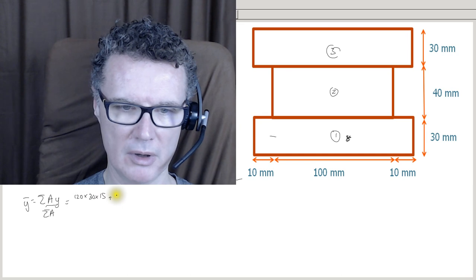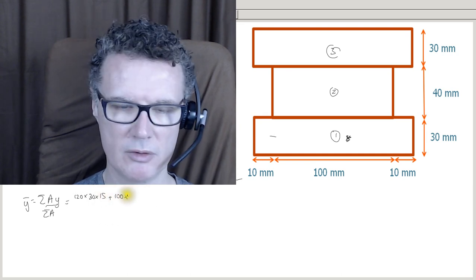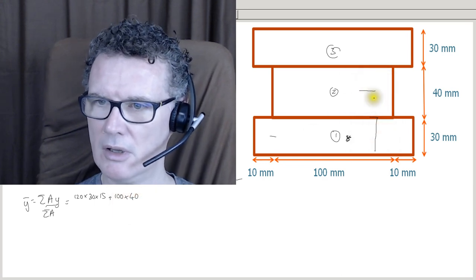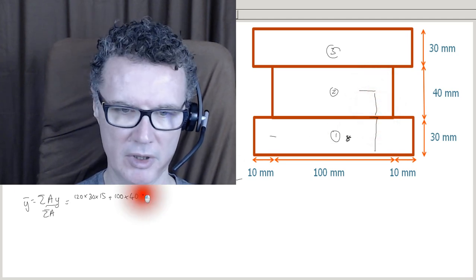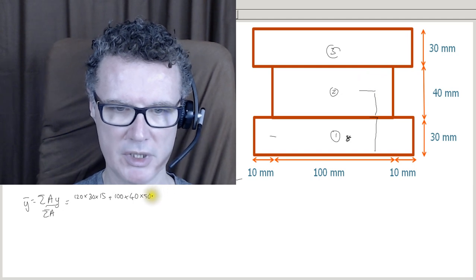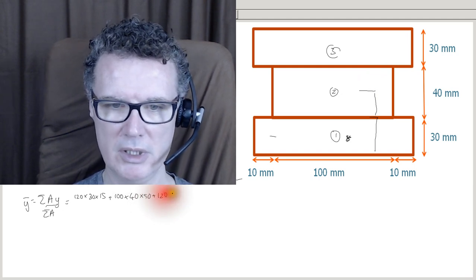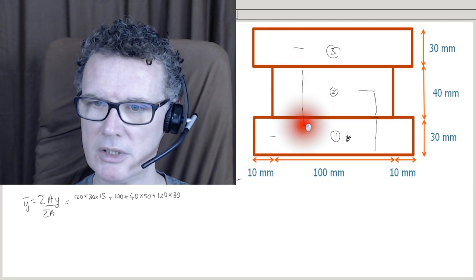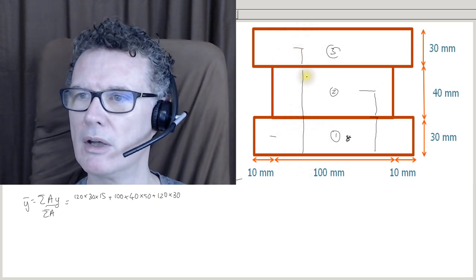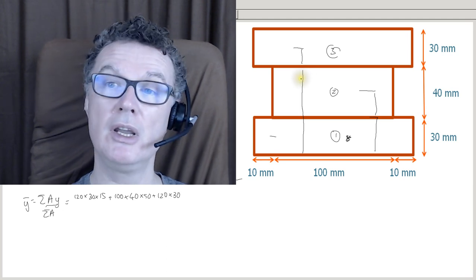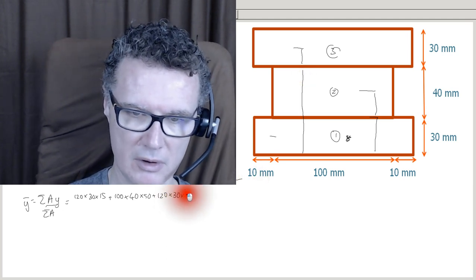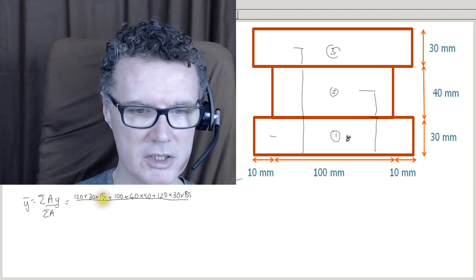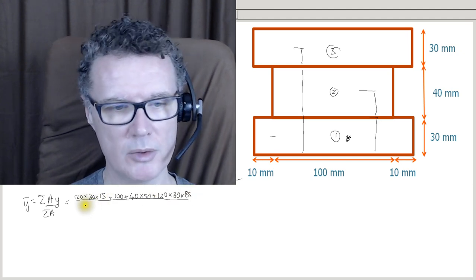Next one, we've got 100 times 40. And what's the height of this? Well, that's 30 plus 20, which is 50. Next one, the area will be the same, so plus 120 times 30 times this height. So we've got 40, 70 plus half of that. So you've got 70 plus 15, and we're at 85. Now, with this one, you can just look at your numbers above and just remember not to leave out the last number, which is your y position.